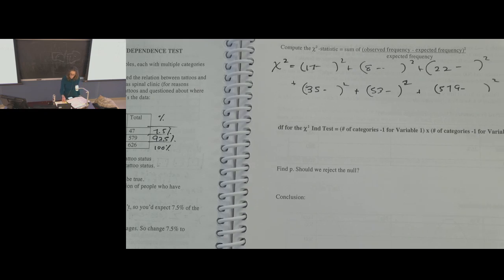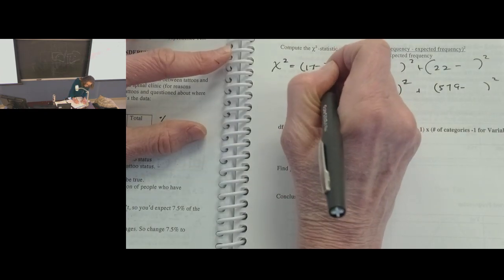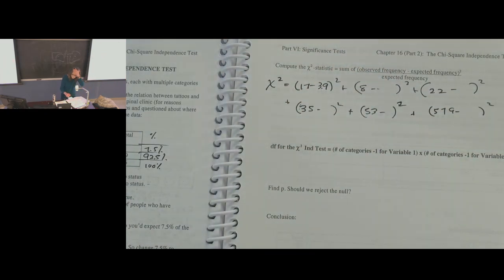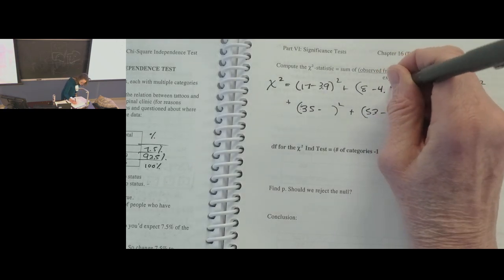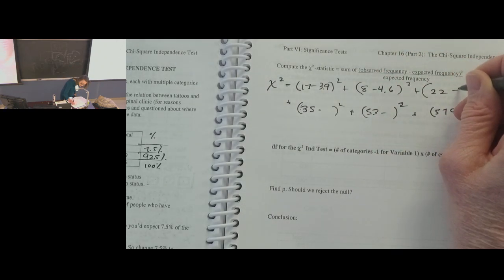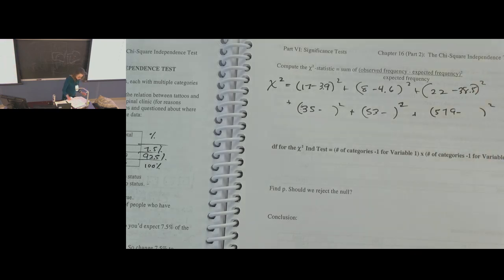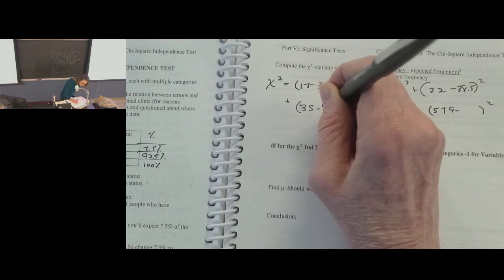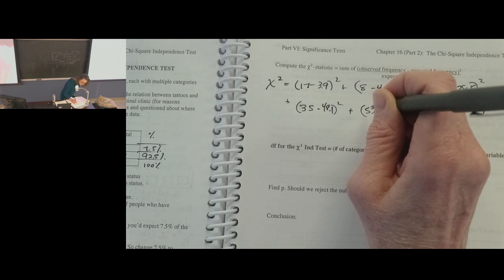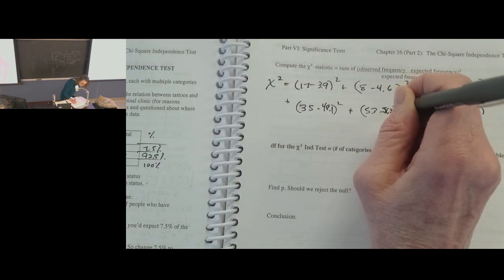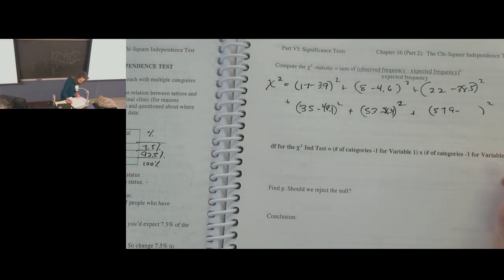So let's put our expecteds in. 3.9 for the first row, 4.6, and 38.5. And for the next row, it's 48.1, 56.4, and the last one is 474.5.